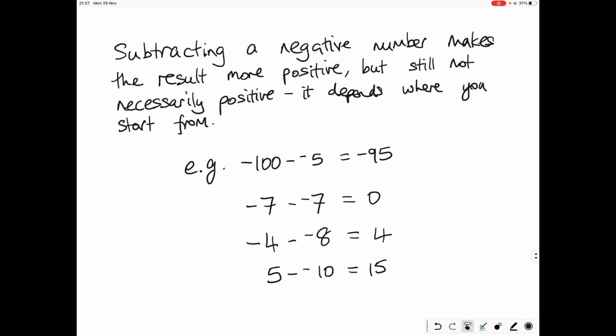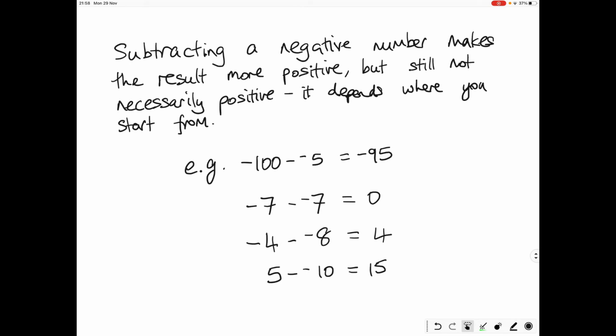It's like starting off at negative 100 and taking away negative 5. Taking away the negative 5 makes the result more positive than negative 100, or in other words less negative, but it's not enough to make the result positive overall. If the number we start with and the number we take away are the same, then the result we get is 0. Taking away a negative number is the same as adding the positive version of the number. So for example, negative 7 subtract negative 7 is the same as negative 7 plus 7, which means we get 0.